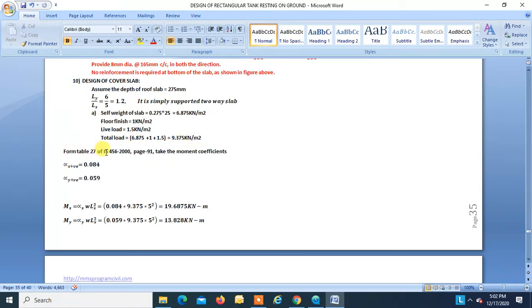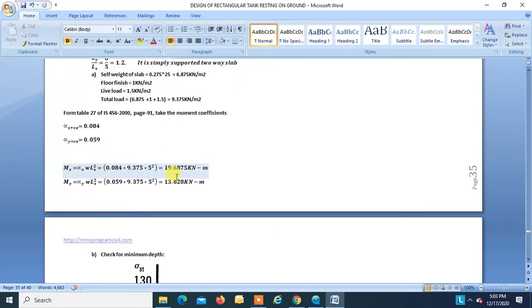From Table 27 of IS 456 2000, page 91, take moment coefficients. Alpha x positive is 0.084. Alpha y positive is 0.059. Mx is found to be 19.687. My is found to be 13.828. Now we will check the required depth for the maximum moment, and we will check whether the provided depth is okay or not.